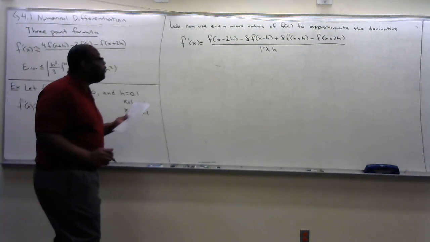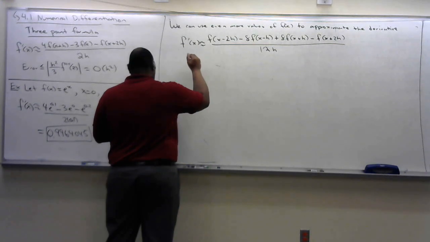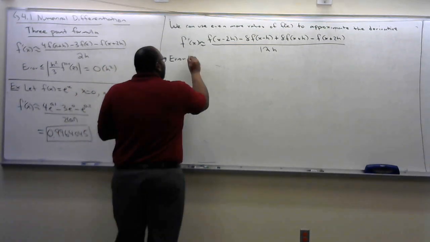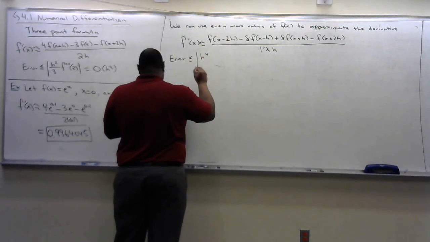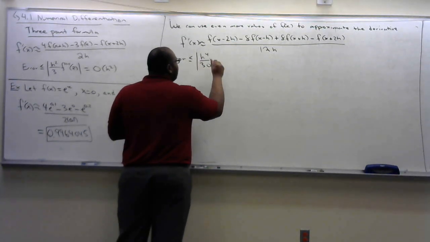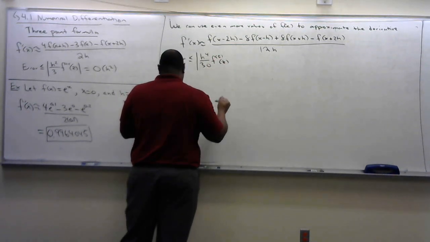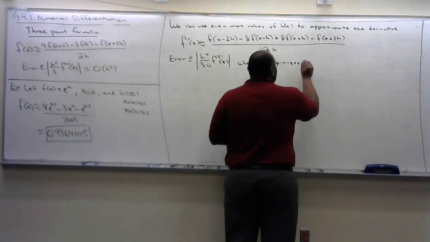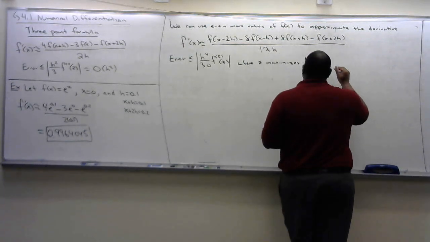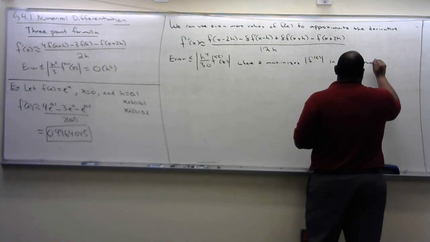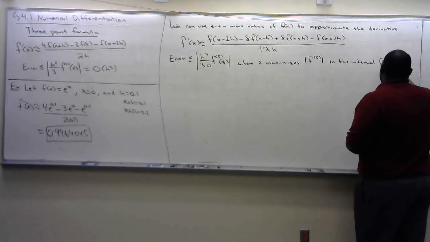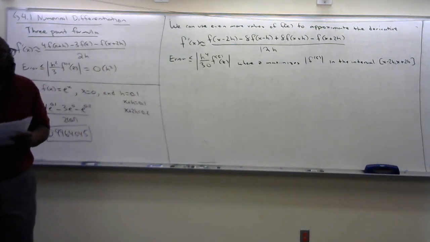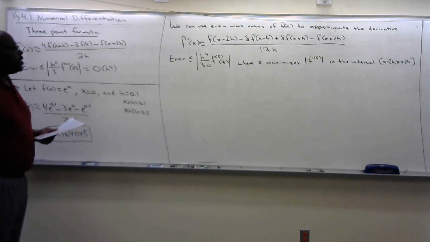And the error for this guy, if you can believe it, so I should say approximately, is going to be less than or equal to the absolute value of h to the 4th over 30 times the 5th derivative of f evaluated at z, where z maximizes the 5th derivative of f in the interval x minus 2h to x plus 2h.